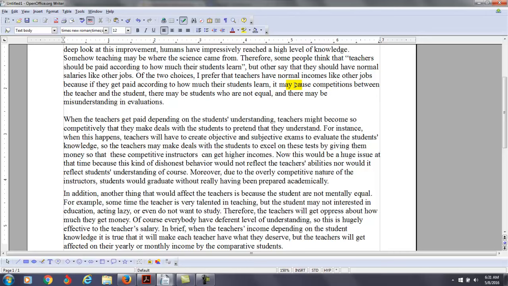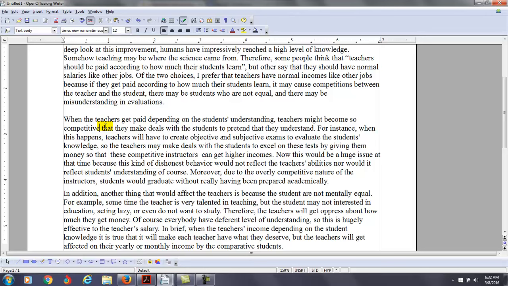It may cause competitions between the teacher and the student. There may be students who are not equal, and there may be misunderstandings in evaluations, right? So the paragraph, I tried to clarify your ideas a little bit more. So you say, when the teachers get paid depending on the student's understanding, teachers might become so competitive that they make deals with the students to pretend that they understand.